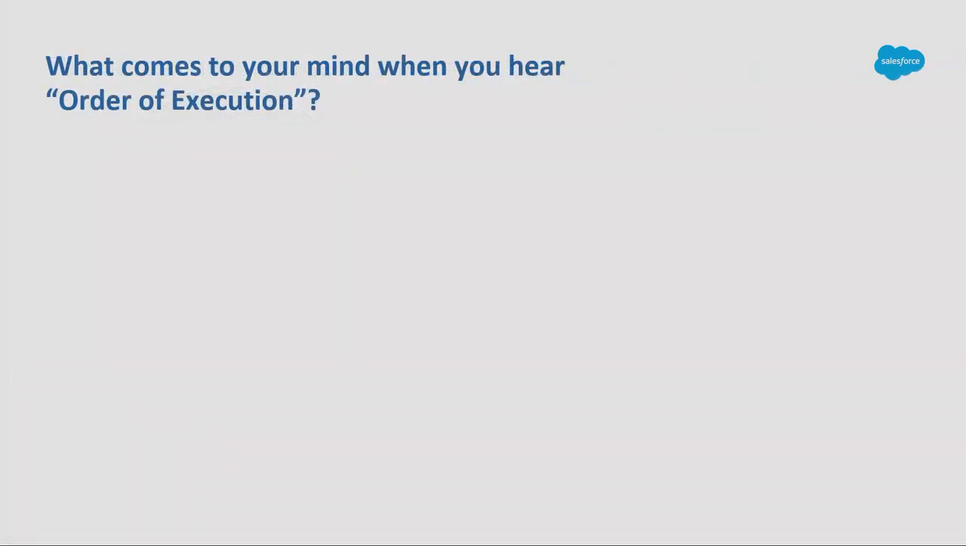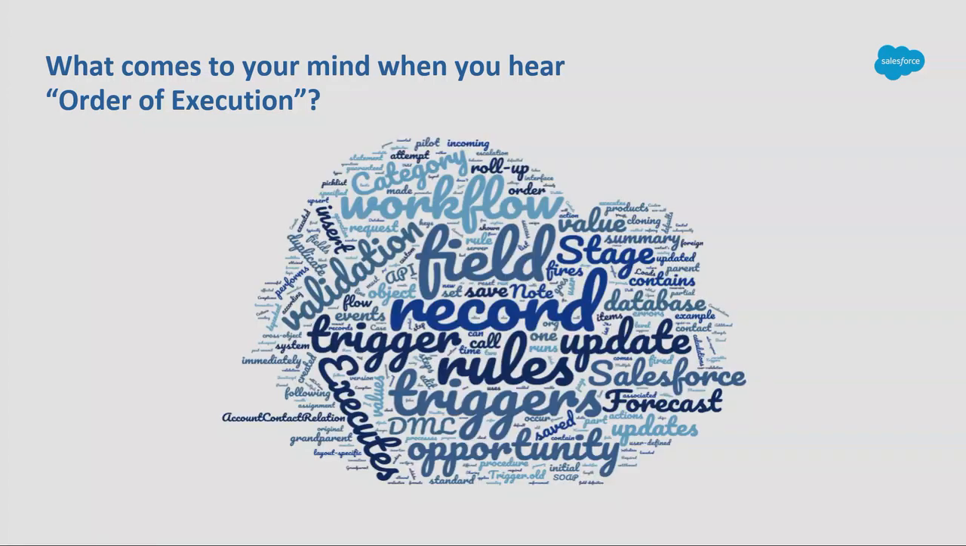So what comes to your mind when you hear the order of execution? Shout out. Trigger. Workflows. Validation rules. Fantastic. Errors. Yeah. There's many things that happen, right? So a lot of things can actually happen, and this all needs to get into some order, and you as an admin or developer, you need to control what's going on.